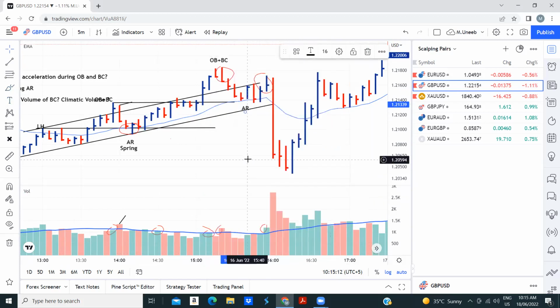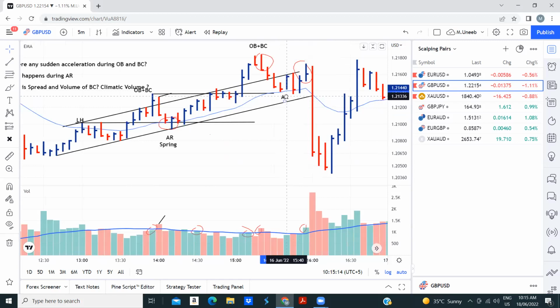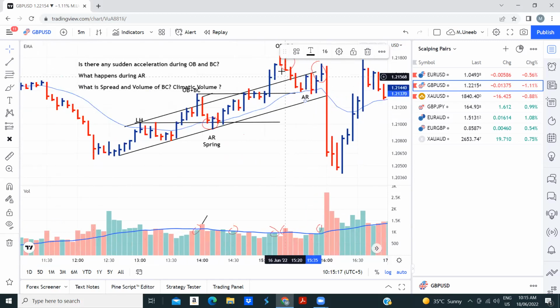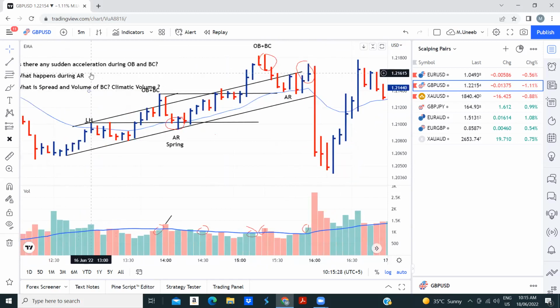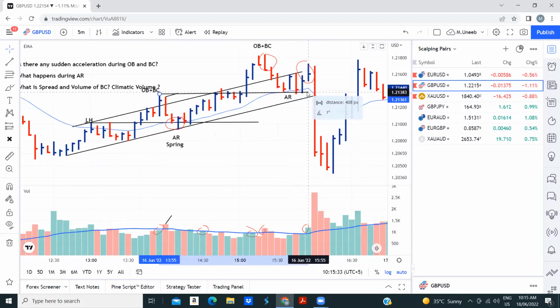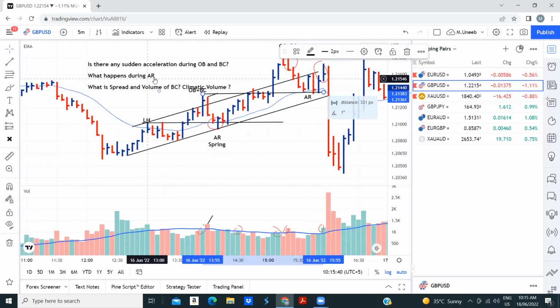Now try to compare all these points. What happens during AR? Can you see a down move? Nothing happens. Do you see any kind of spring in the AR? No. So AR is fine. Is there any spring on the last high, which tells us that the AR will fail? No, there is no spring. So there is nothing wrong with it.